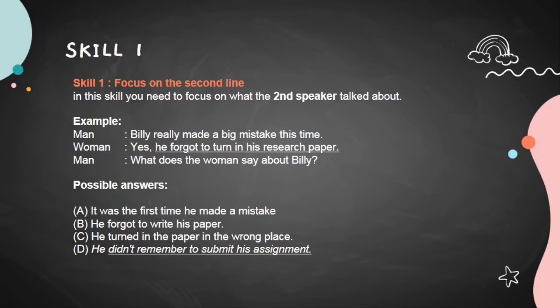Skill number 1. Focus on the second line. In this skill, you need to focus on what the second speaker talked about. And for the example, you can see on the PPT. Here we just need to focus on what the woman says. And she talked about that Billy forgot to turn in his research paper. It means he didn't remember to submit his assignment. The answer is D.